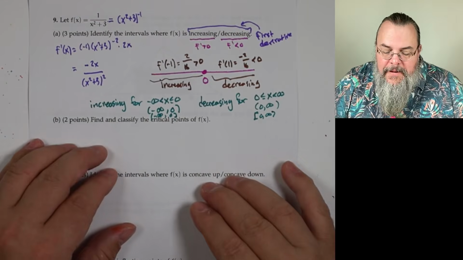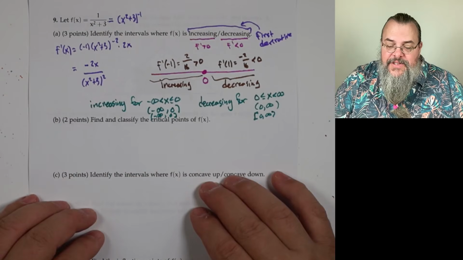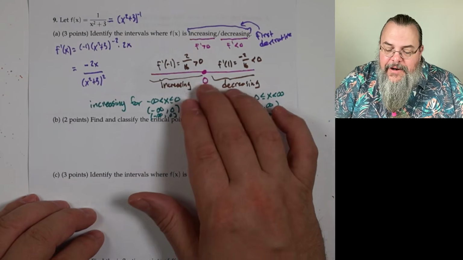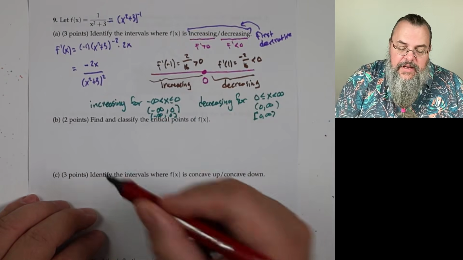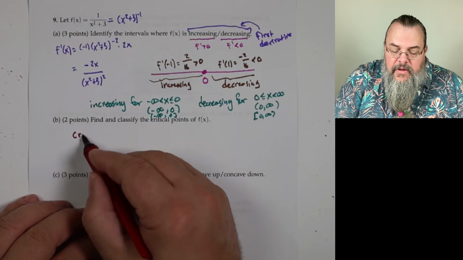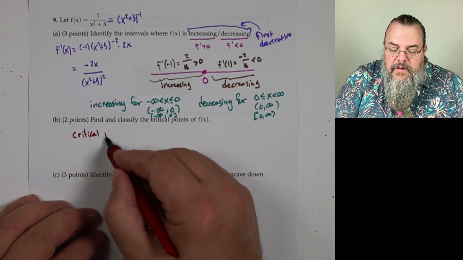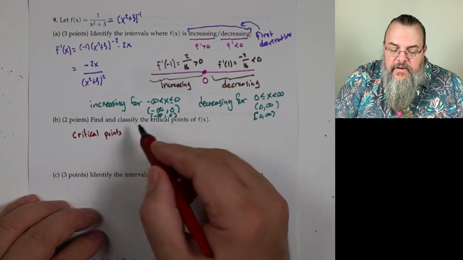Part B. Find and classify the critical points. Well, look, we already found the critical points. We already know the critical point is at x equals 0. There's only one of them, because that's the only place where the derivative is 0 or undefined.